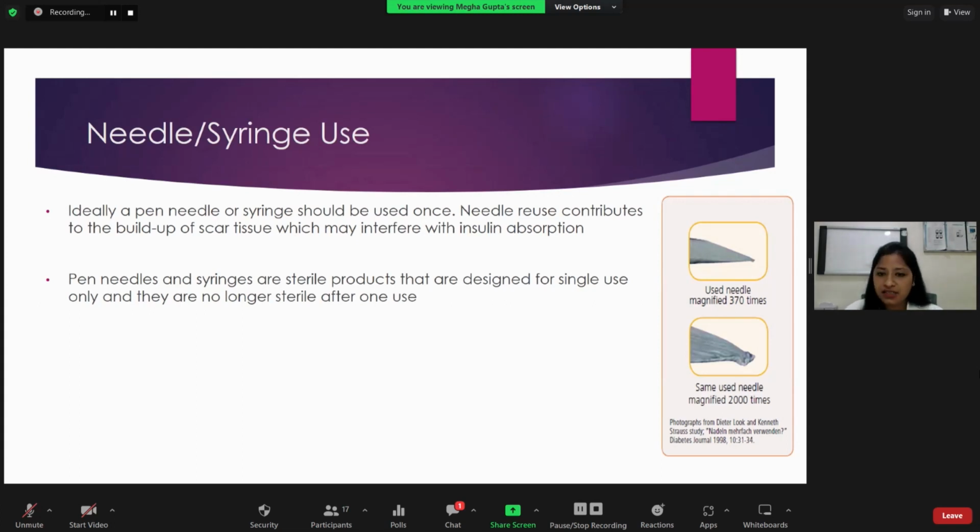Otherwise, it can carry infections as well, because all pen needles and syringes are sterile products designed for single use only, and they are no longer sterile after one use. So if you are reusing the needle or syringe, you have to put the cap on again. Make sure that you don't throw away the cap after the first use.